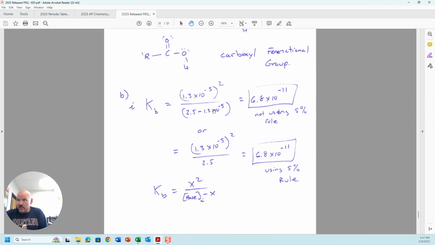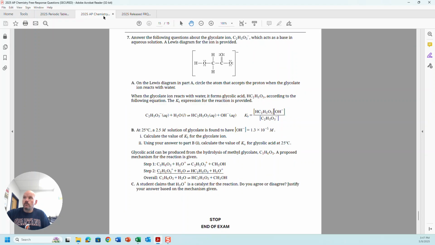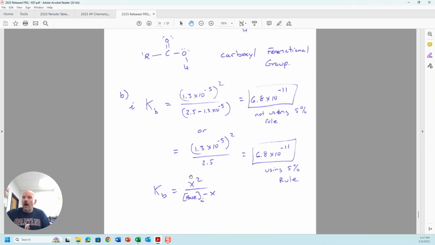Now, this is so much smaller compared to 2.5 that we can just call it 2.5, and that's where the 5% rule comes in. And notice, whether I use the 5% rule or not, I still get the same answer when I plug in. So this would be the value of Kb based on the information given. If you're gonna use the 5% rule, I would write this, show what I'm thinking, maybe circle or underline it and say 5% rule, and then you end up with the same answer.